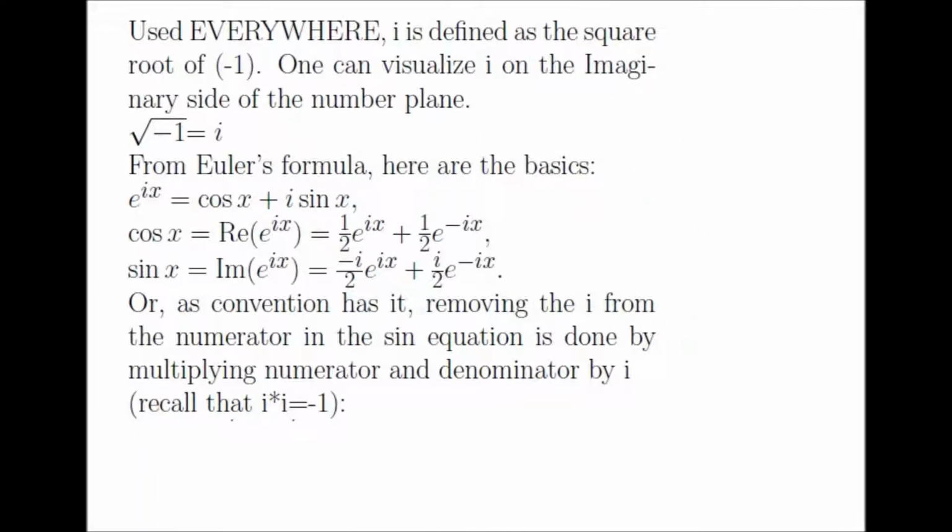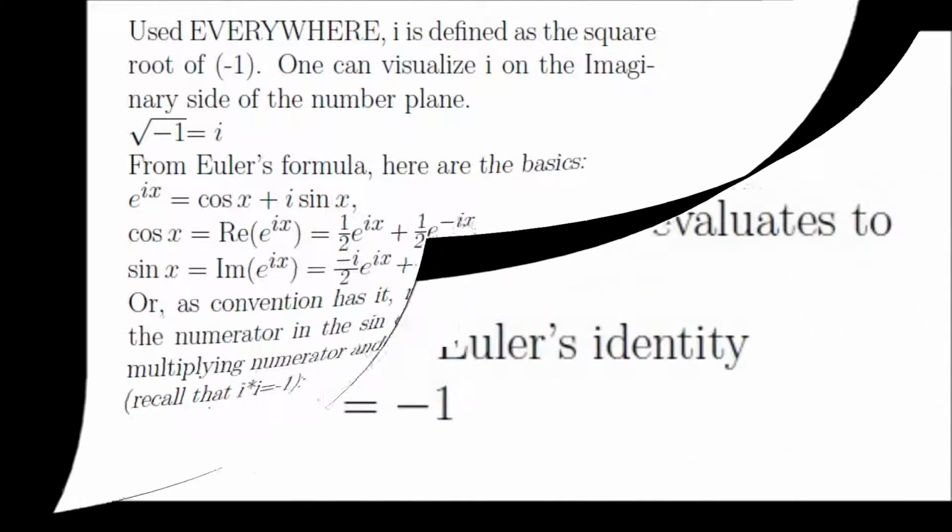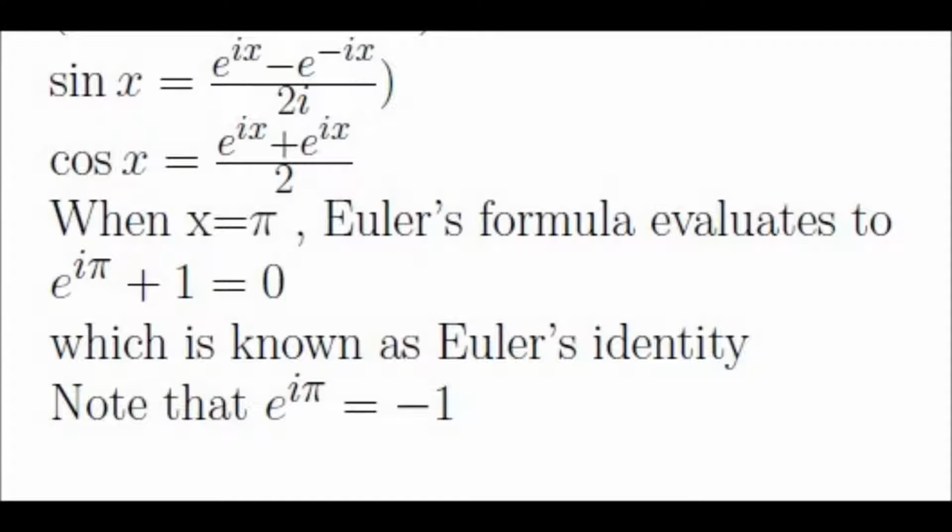Cosine x equals 1/2 e to the ix power plus 1/2 e to the minus ix. Sin x equals 1/2 negative i e to the ix power plus 1/2 i e to the minus ix. Or, as convention has it, removing the i from the numerator in the sine equation is done by multiplying numerator and denominator by i. Recall that i times i equals -1.